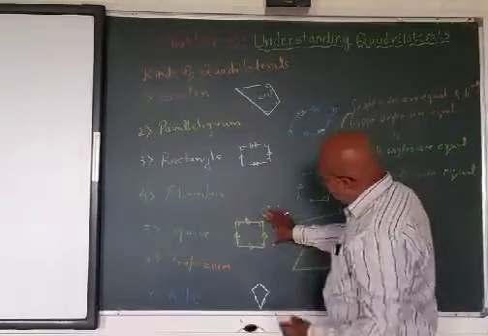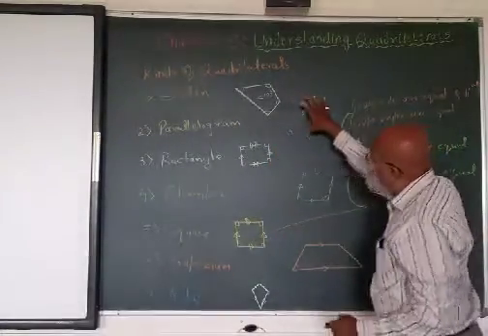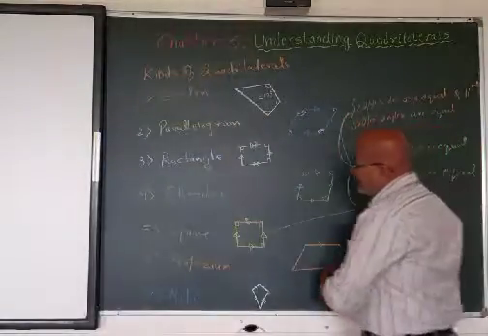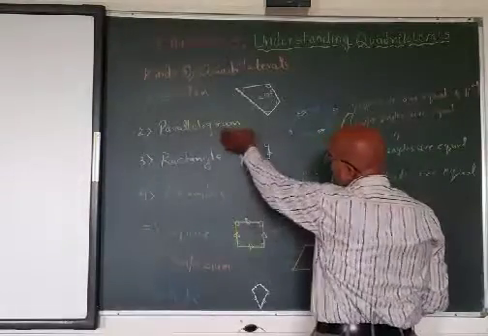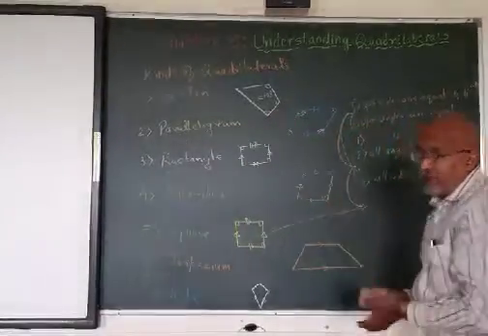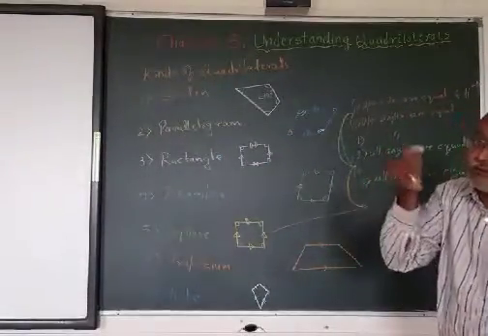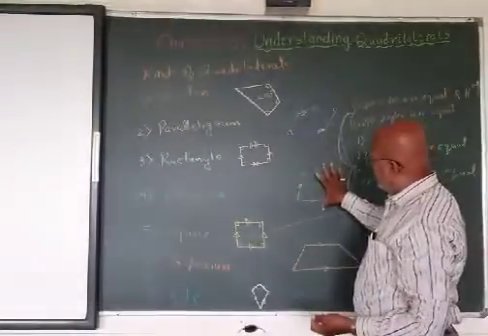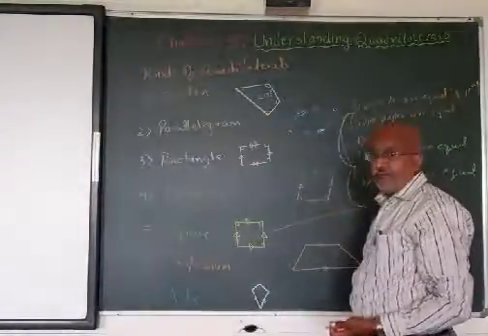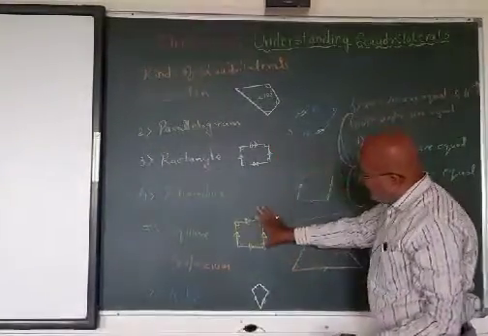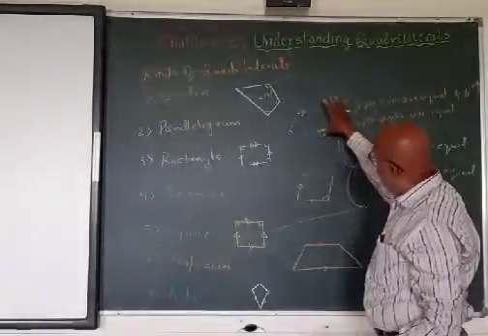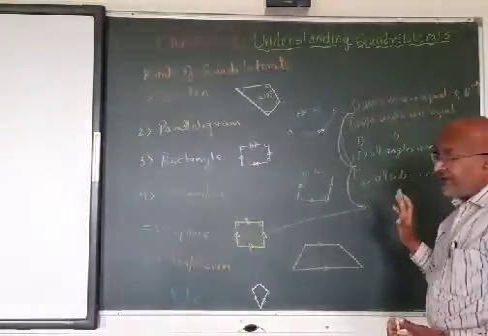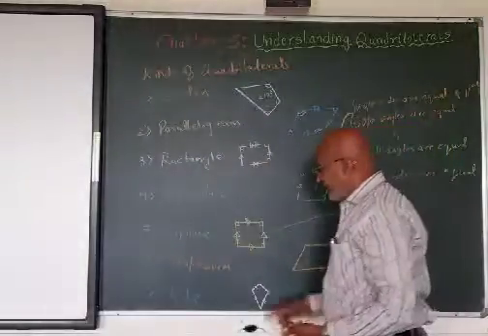You can see here in every figure, these two special properties are always involved. It means that all three are nothing but types of parallelogram only, with some special property. In this one the special property is all angles are equal. In this one the special property is all sides are equal. And in this one, all angles and all sides are equal, so it is a square. So it is very easy to remember this way.